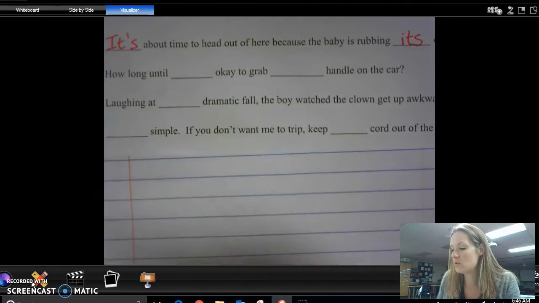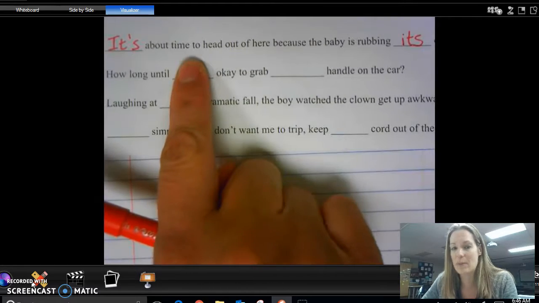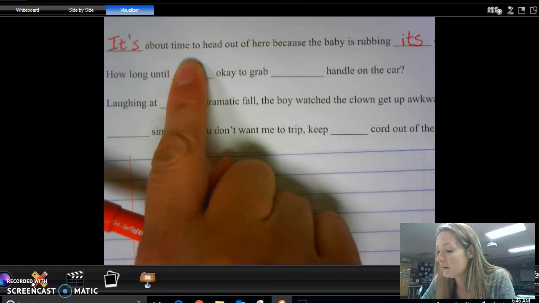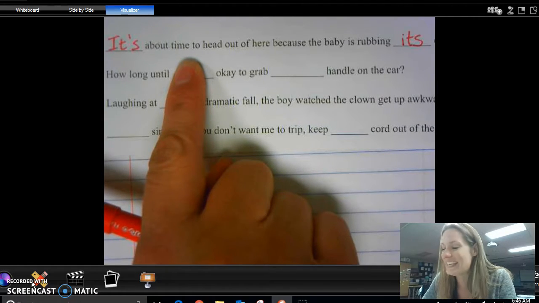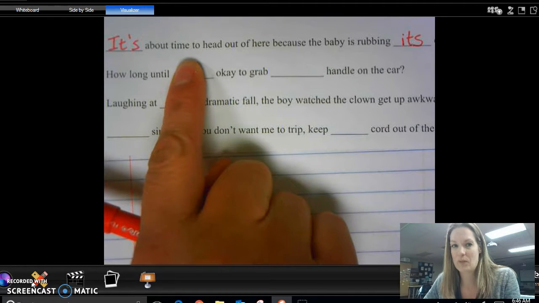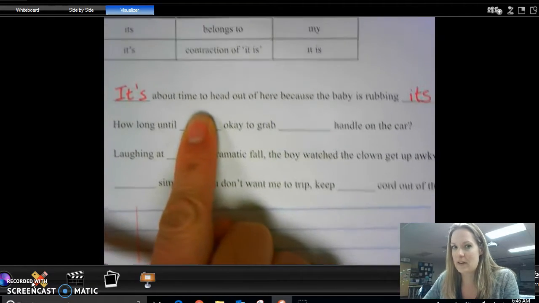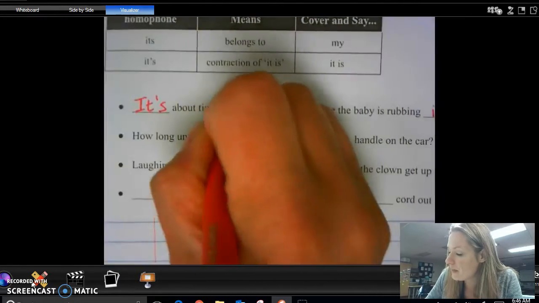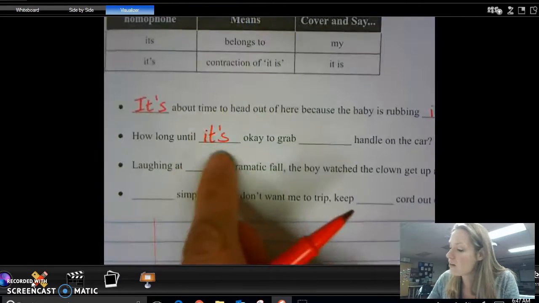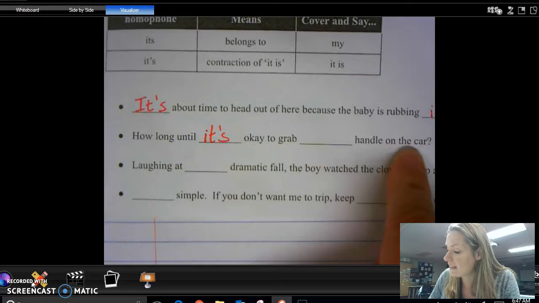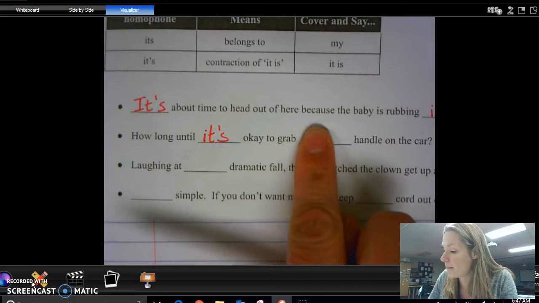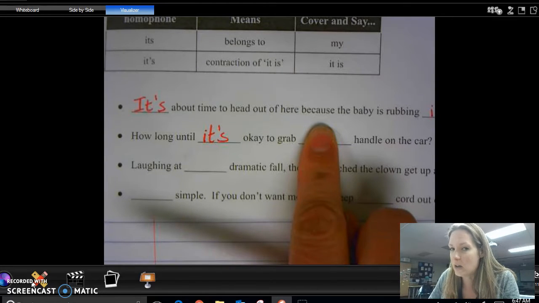Okay, do the same process. We have the blank, so here I'll put my finger. How long until my okay? Or how long until it is okay? Right, it is, and therefore, because it is, we are going to use the homophone I-T apostrophe S. How long until it's okay to grab its handle on the car? Okay, so how long until it's okay to grab my handle on the car? Or how long until it's okay to grab it is handle on the car?